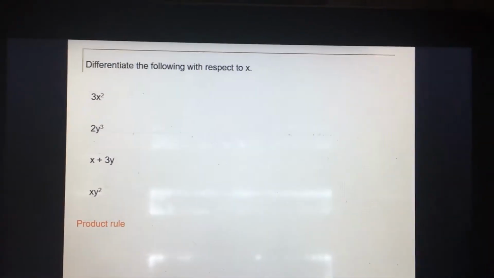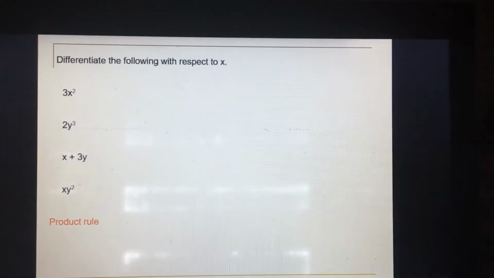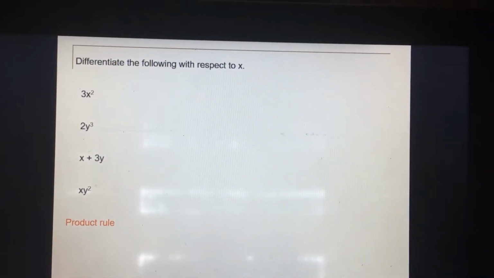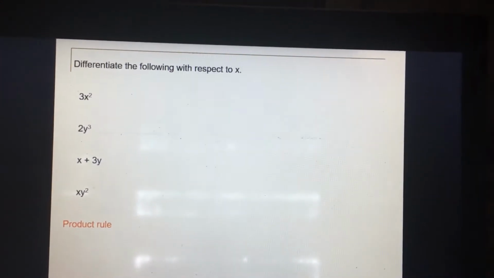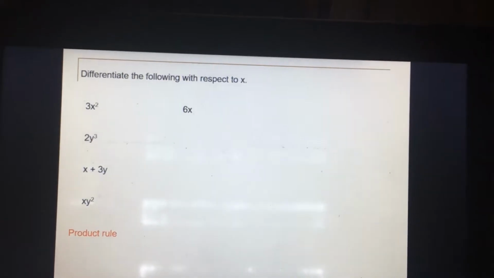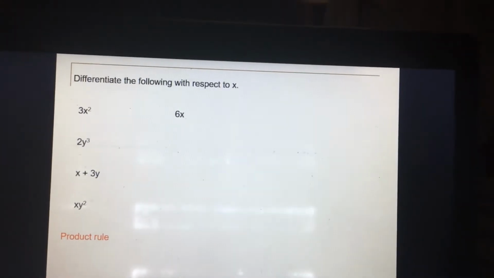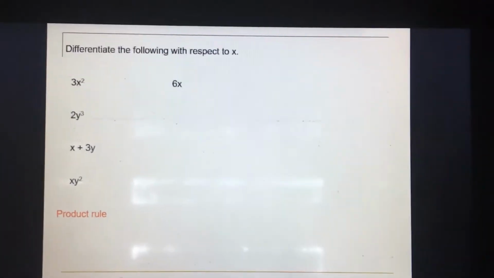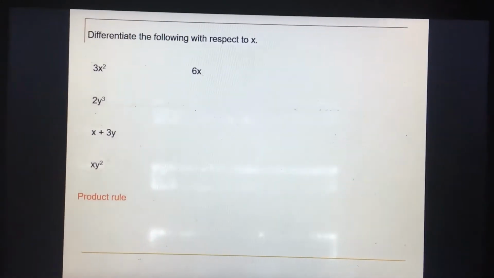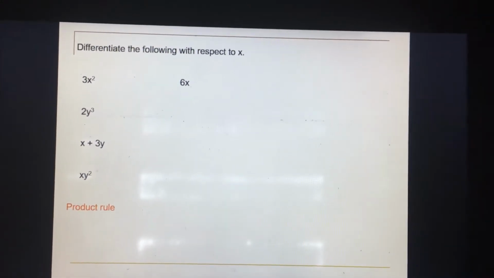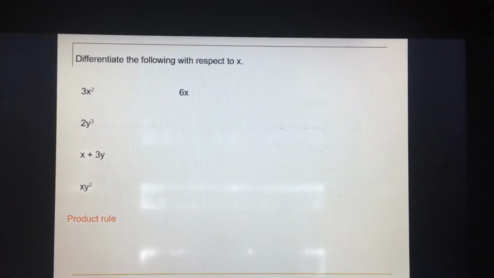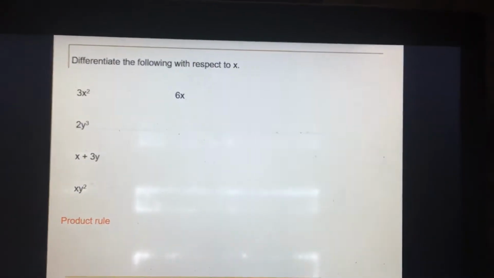The first example, we have 3x squared. And we all know that the derivative of 3x squared, applying the power rule and constant multiple rule, we have 6x. Tama? 2 times 3 is 6. Then 2 minus 1 is 1. x to the 1 is x. Now, how about the derivative of 2y cubed? Remember the instruction, you must differentiate with respect to x.